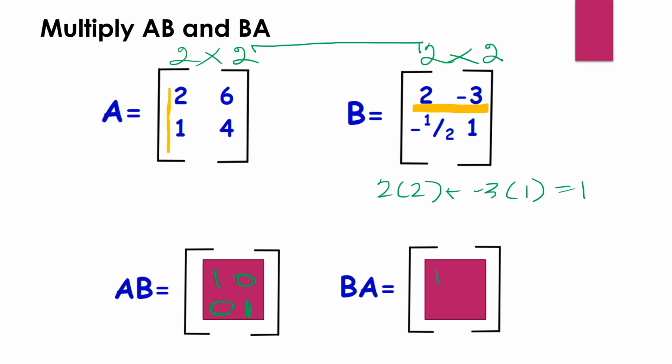There's my first element. Okay, then we'll do row 1, column 2, and the product of those is 2 times 6 plus negative 3 times 4.